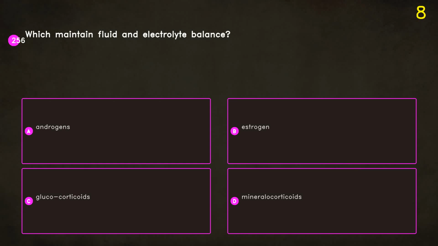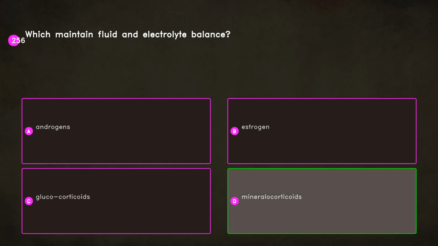Question 256. Which maintain fluid and electrolyte balance? A. Androgens, B. Estrogen, C. Glucocorticoids, D. Mineralocorticoids. The correct answer is mineralocorticoids.